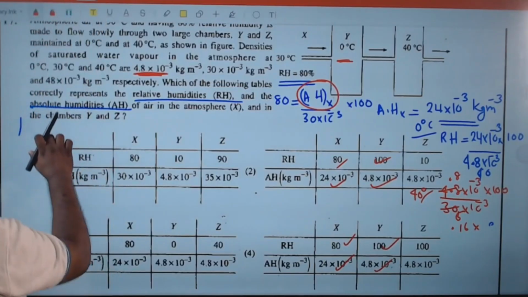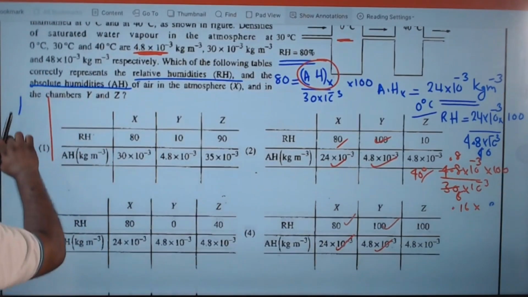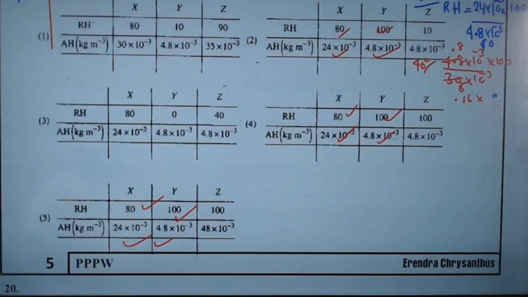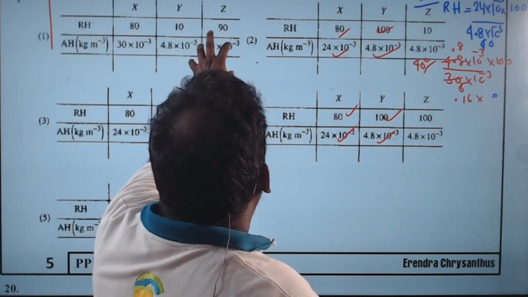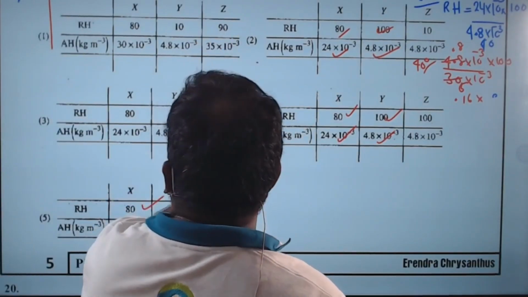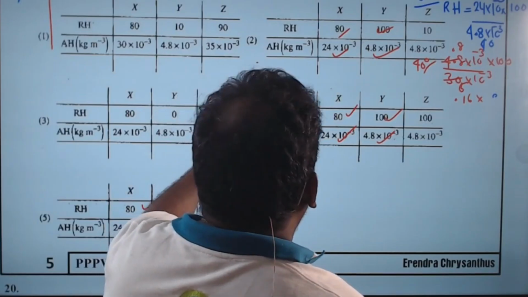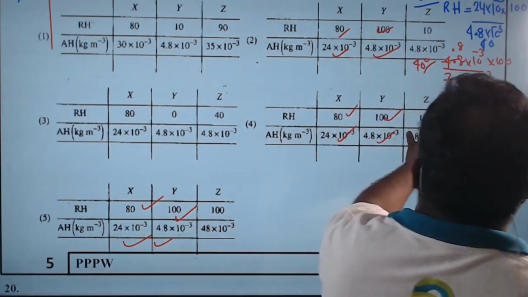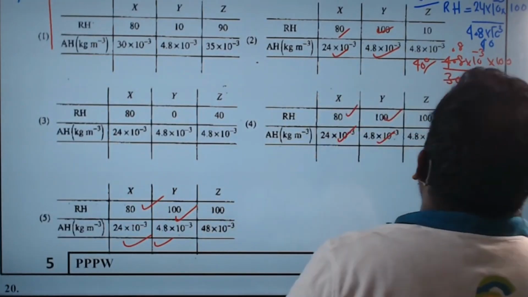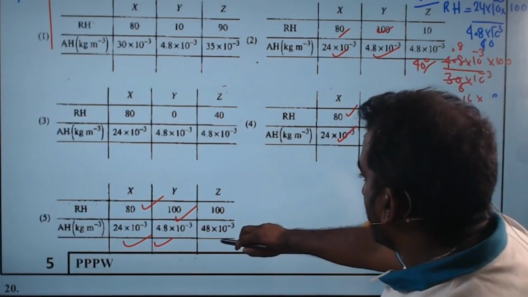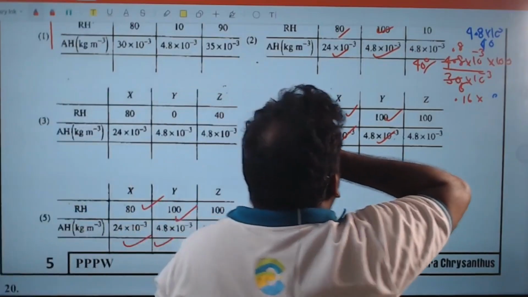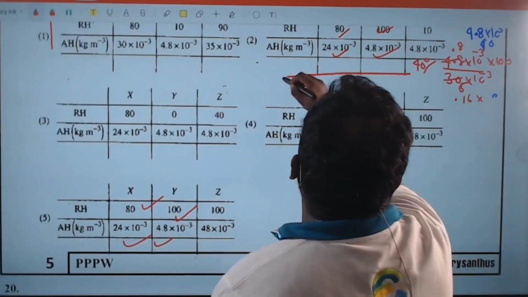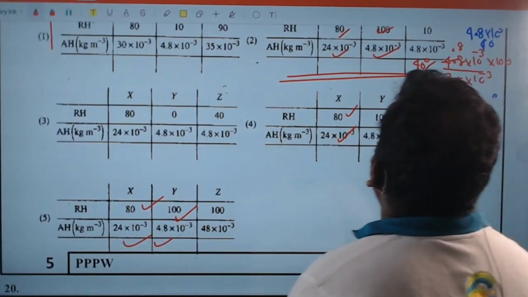If you look at this, 4.8 times 10 to the power minus 3 should be there. It can't be saturated. So your only suitable answer, I think, is this one. Answer is answer number 2.